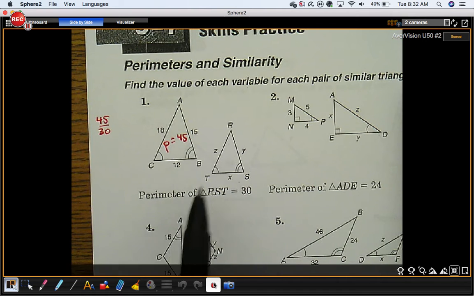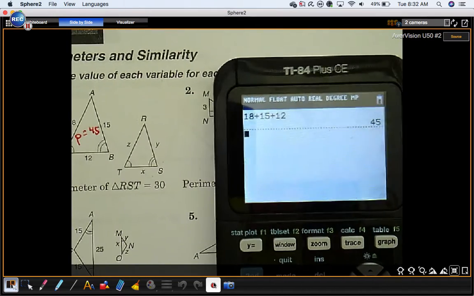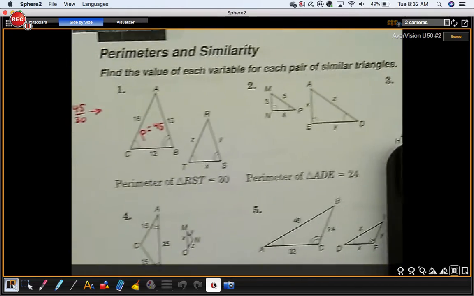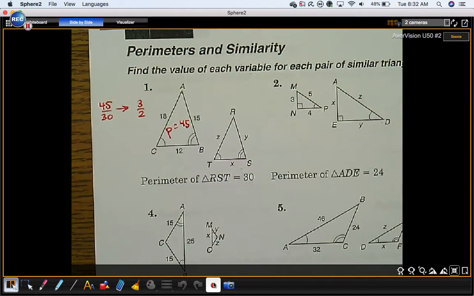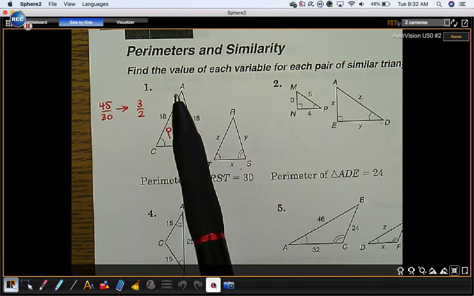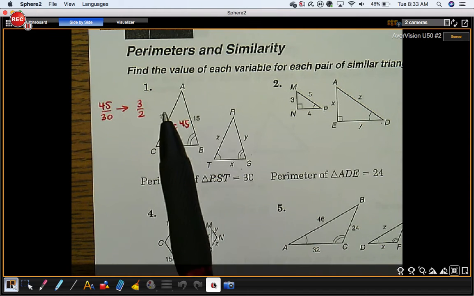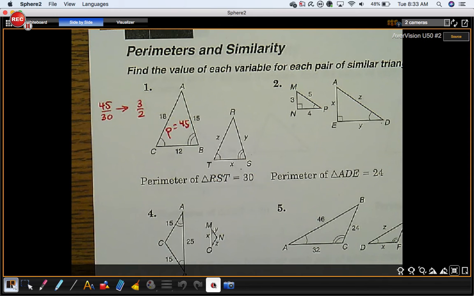If you write a ratio of perimeters, remember that's the same thing as your similarity ratio. So 45 to 30, that reduces. I know what it reduces to, but I want to see if you know how to type it in. It reduces to 3/2. So here's what this means. The ratio of perimeters for this triangle to this triangle is 3 to 2. That means that all of these corresponding sides have a ratio of 3 to 2.